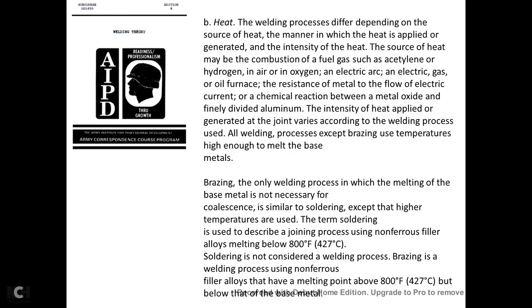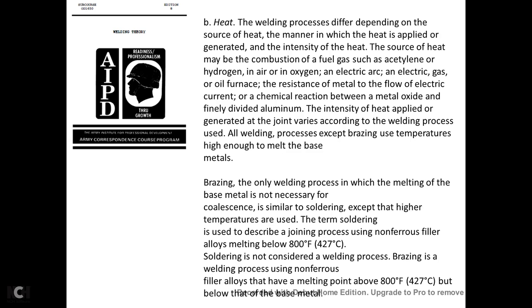Heat. The welding process differs depending on the source of the heat, the manner in which the heat is generated, and the intensity of the heat. The source of the heat may be the combustion of fuel gases such as acetylene or hydrogen in air and oxygen, an electric arc, or an electric, gas, or oil furnace. It may also be the resistance of metal to the flow of electrical current, or a chemical reaction between a metal oxide and finely divided aluminum. The intensity of the heat generated within the joint varies according to the welding process used.